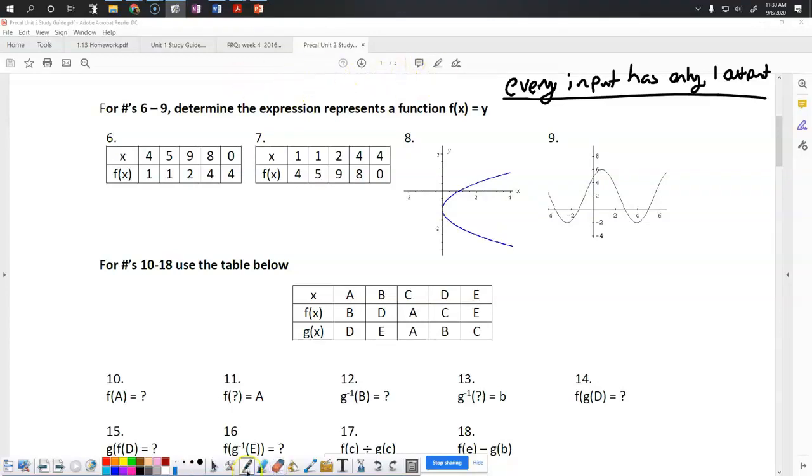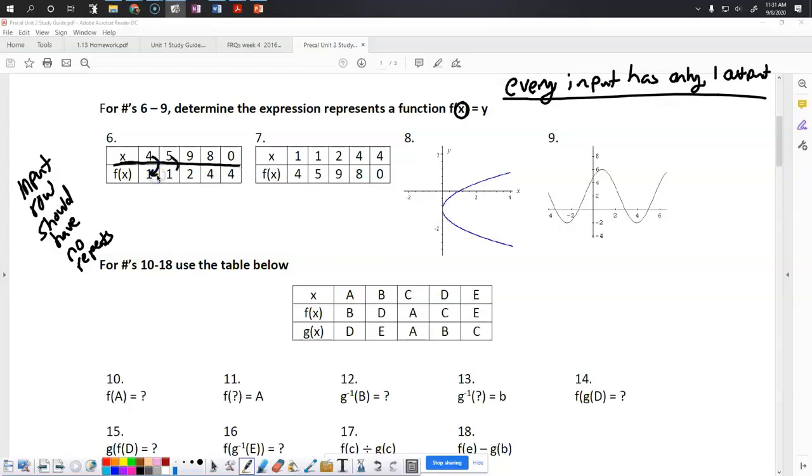Now, there's 2 ways that we can look at this. One is as a table and the other one is as a graph. Now, when you're looking at tables, the input row should have no repeats. Because if it has a repeated value, that means that that one number goes with 2 different outputs and it's not a function. Now in this case, the input is x. So here's my input row. So I'm going to look across this entire row. Do you see any numbers that are repeated there? No. So what that means is every input has only one output.